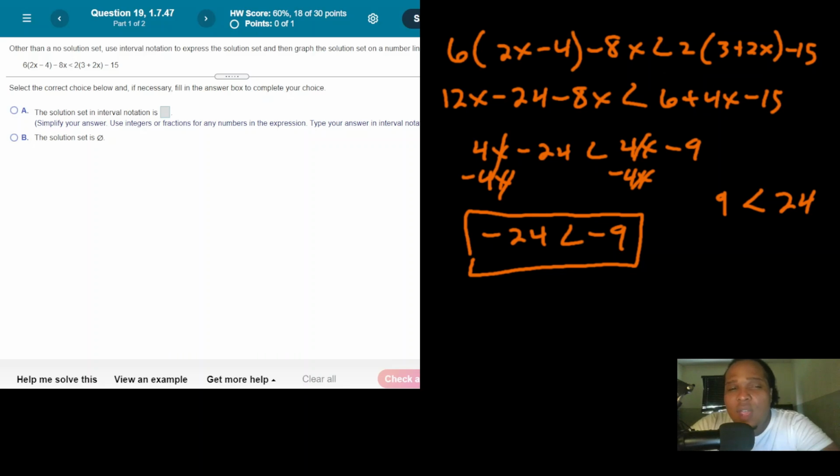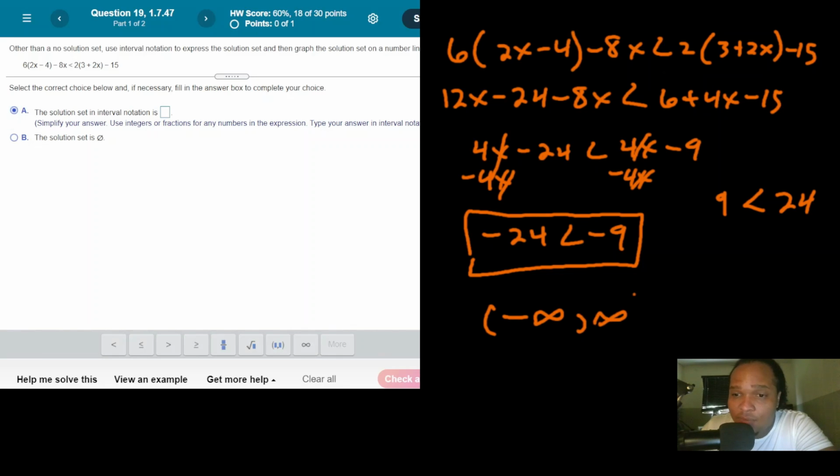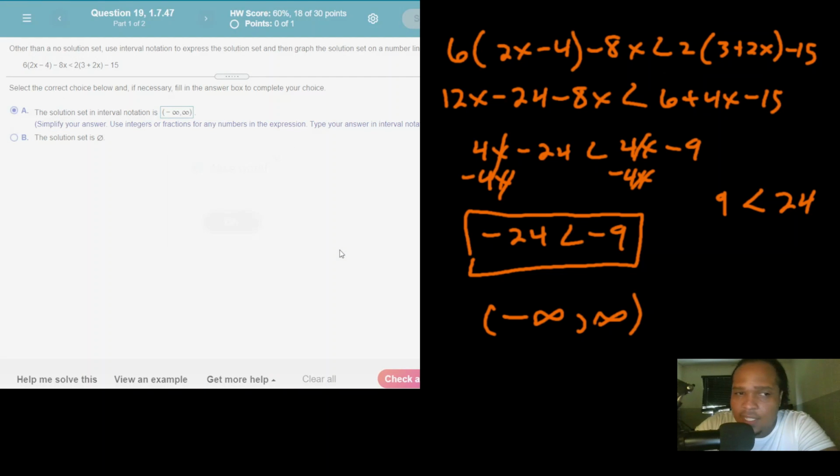So if you ever come up with an inequality and your x's cancel and it ends up being a true statement, the answer has to be all real numbers. So this is from negative infinity all the way to positive infinity. Basically, no matter what you plug in for x, the left-hand side is going to always be less than the right-hand side. Let's go ahead and put negative infinity all the way to positive infinity. And that's it. Nice work.